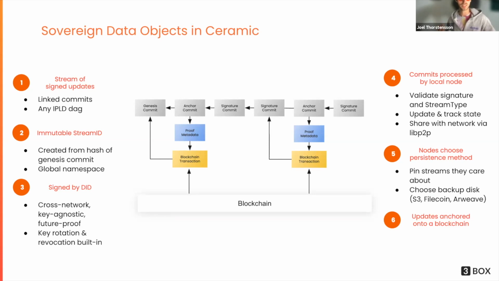So an object is made up of a bunch of different data objects. We call it a stream. And so a stream is essentially a linked list of signed objects, each containing a pointer back to the previous object. And this is like a Merkle DAG, a hash-linked data structure. And this data object has an immutable stream ID. The stream ID is based on the hash of the Genesis commit, the first event in this event log. And this stream ID gives it a global namespace. So there's one global network of all of these data objects.